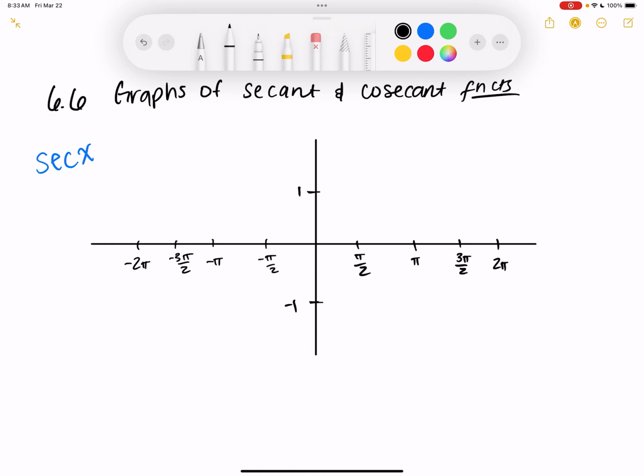So secant goes with cosine, so I'm going to first graph cosine, and then I'll graph secant based on cosine. So where does cosine start? At 1. So we start up here, we go down, and then back.